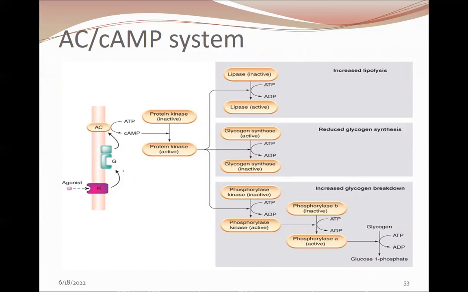The G protein is activated, so GTP is activated. This binds to and activates the adenyl cyclase, which is the second messenger system, converts ATP into cyclic AMP, which is further activated.